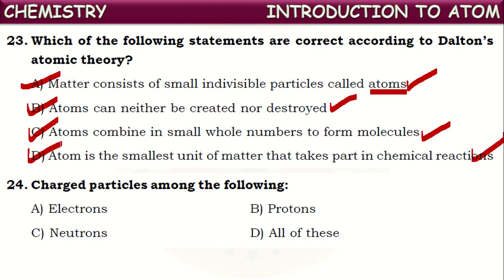Based upon this property only, they are named as neutrons. So now, among these electrons and protons, electrons are carrying negative charge, protons are carrying positive charge. Quantitatively, the charge is equal but opposite. So anyhow here, the charged particles among these electrons, protons and neutrons are electrons and protons. Neutrons are having no charge. Only these two are correct answers.